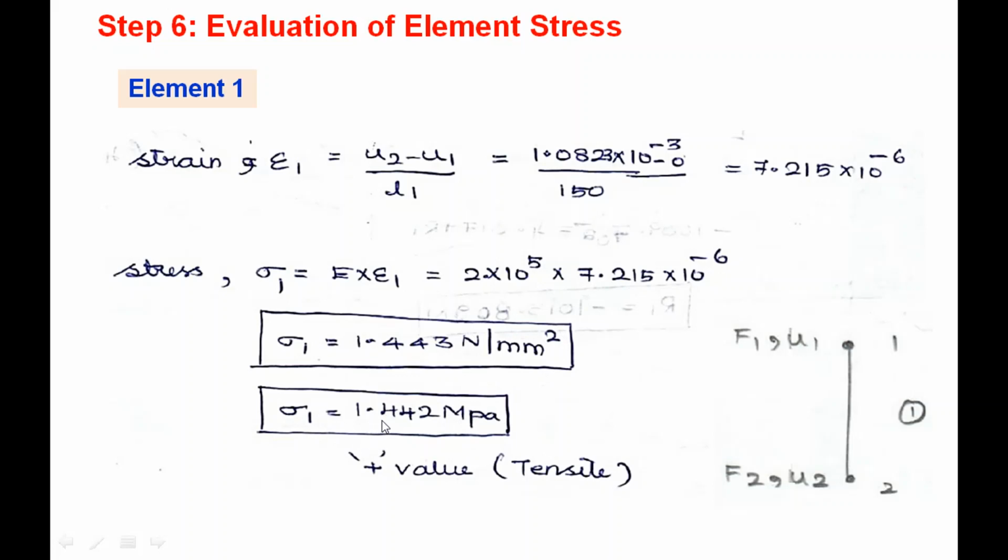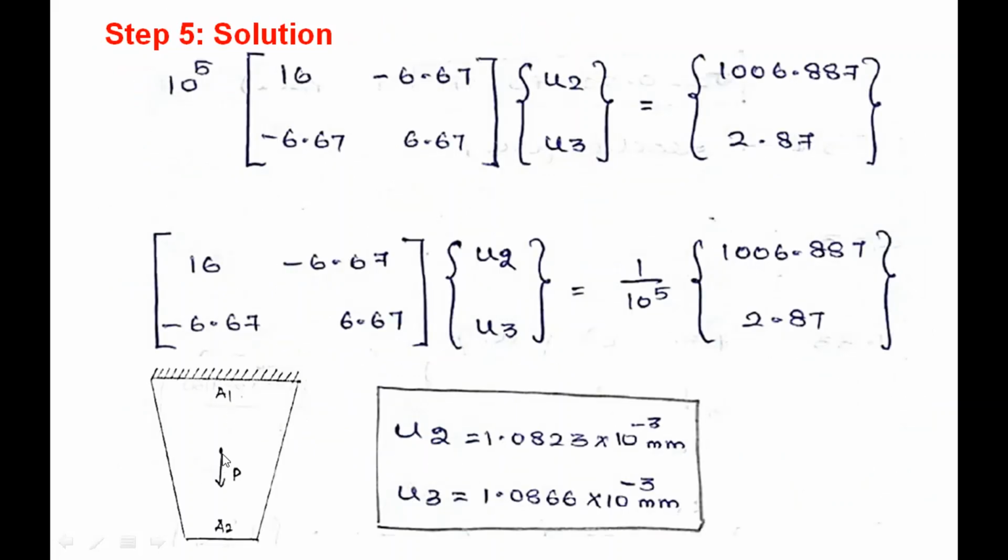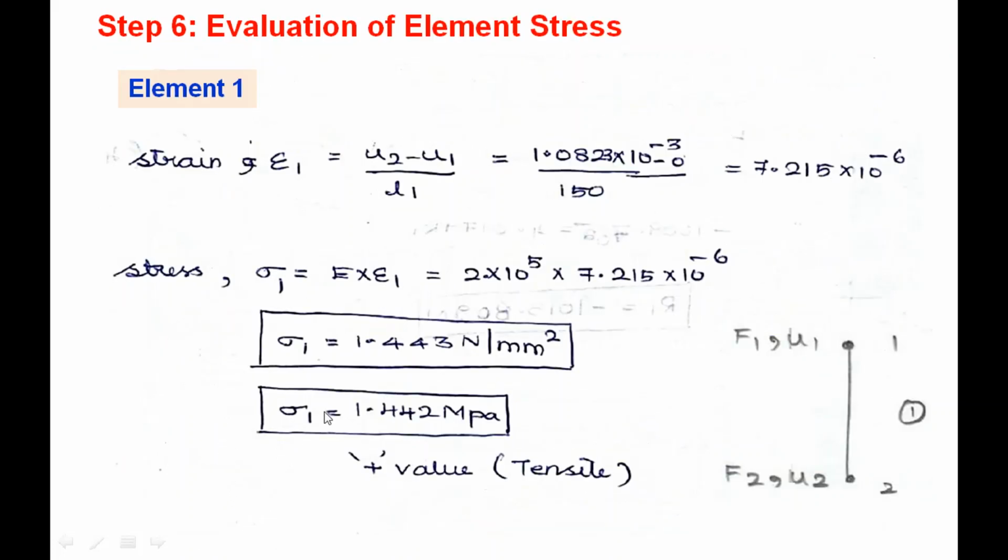1 Newton per mm square is megapascal, so we write it here: element 1 is subjected to 1.443 megapascal stress. Since it is a positive value, that is tensile stress, because for this element 1 in the tapered rod, it is like a tensile load.